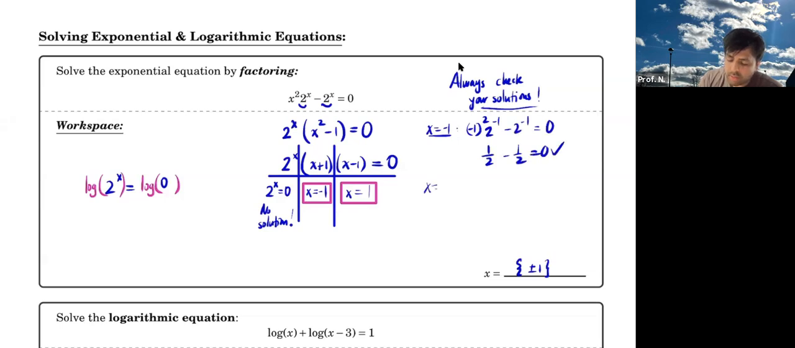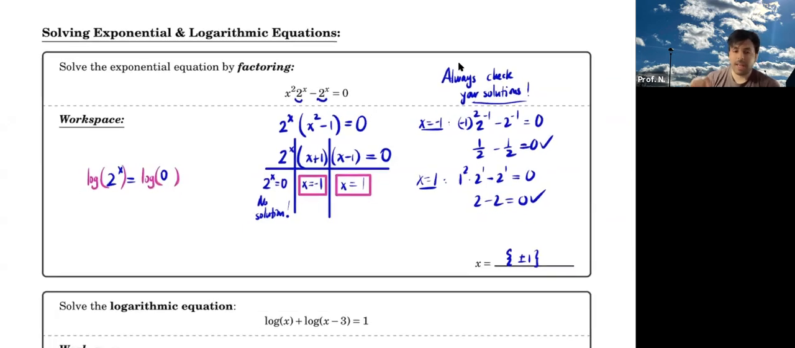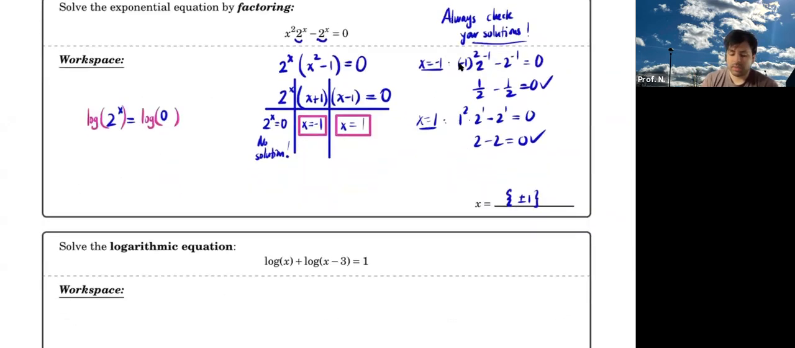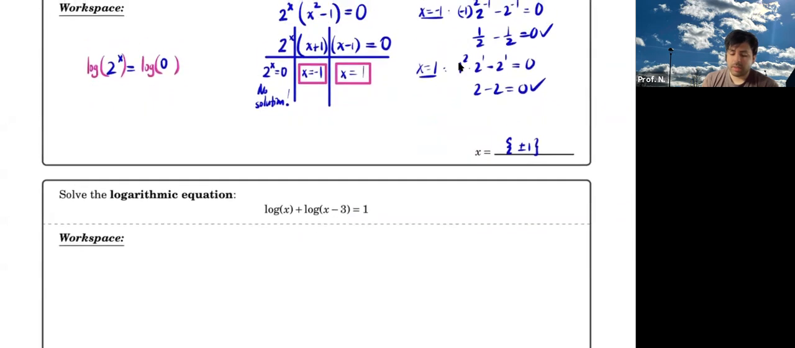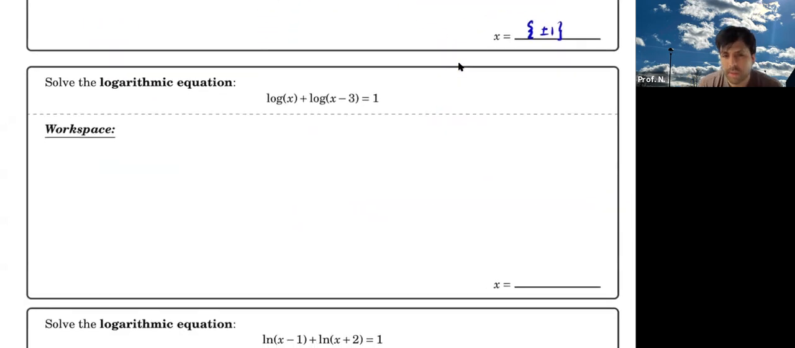Check. X equals 1. 1 squared times 2 to the first power minus 2 to the first power. Does that equal 0? Well, 2 minus 2 does equal 0. So this also checks. So they will both work out. You always have to check just in case, because it might be a scenario where the x values that you get don't work. Okay? And this applies a lot to logarithmic equations. So if you look at the next one here, we have a logarithmic equation. Log of x plus log of x minus 3 equals 1.